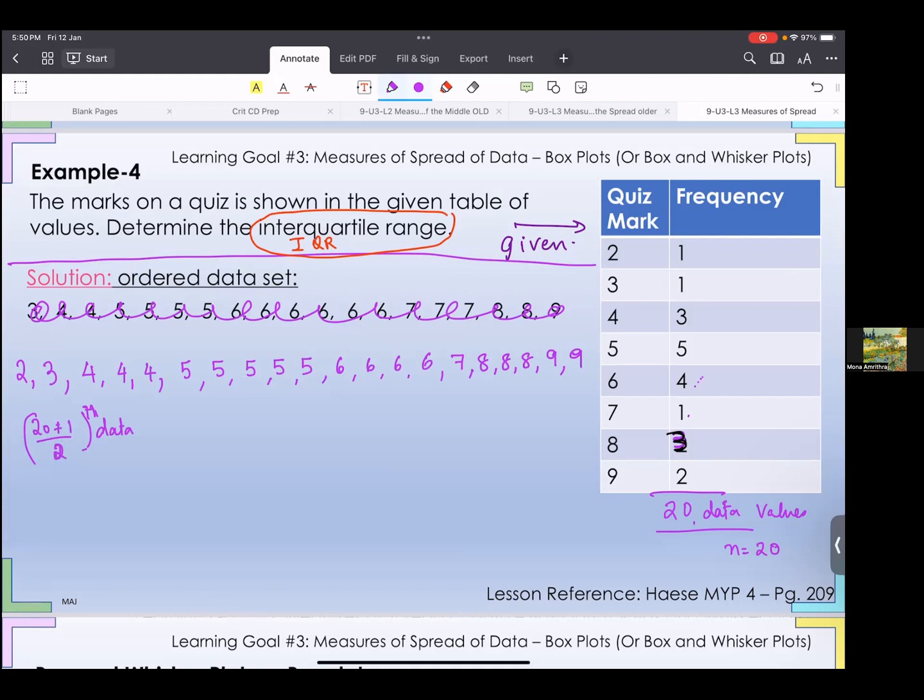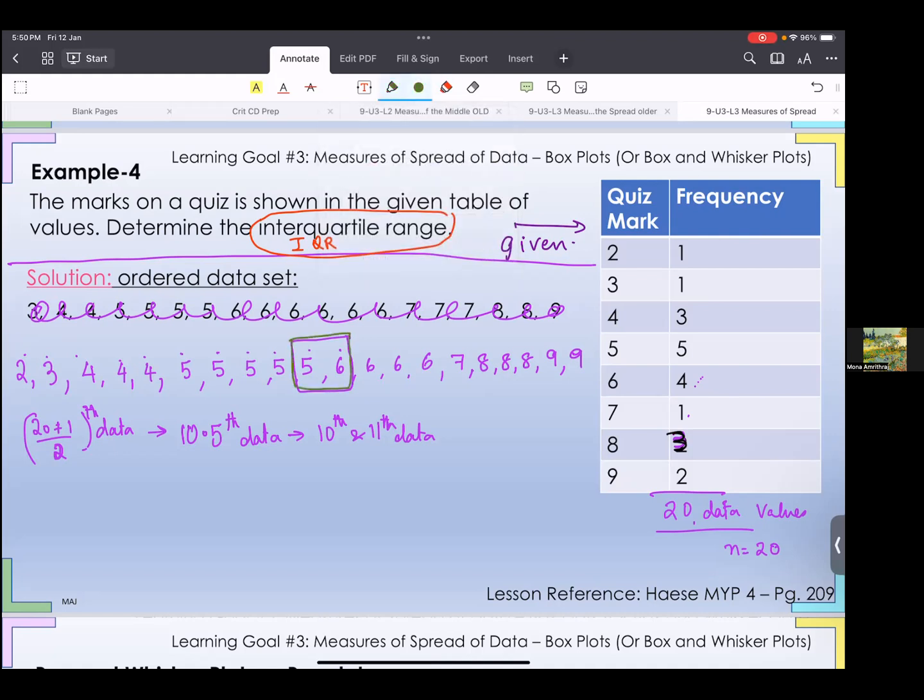So that is 10.5, the 10.5th data value. So basically the 10th and 11th data values. So the average of the 10th and 11th. So 1, 2, 3, 4, 5, 6, 7, 8, 9, 10, 11. So that's the median. For that, we're going to use the median.